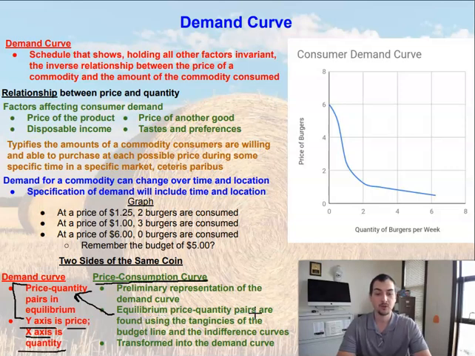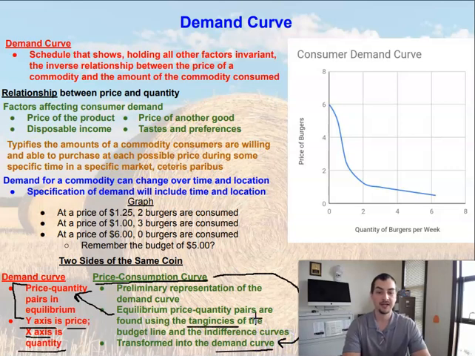The equilibrium price quantity pairs are found using the tangencies of the budget line and the indifference curve, where the slope of the budget line is equal to the slope of the indifference curve, and we're maximizing our utility given our budget. Where those 2 slopes are equal to each other, the tangency, is what it's known as. We're finding those consumer equilibrium points that we've already talked about at the beginning of this chapter. And we're basically going to take this price consumption curve, these consumer equilibriums, and transfer it over into these demand curves.